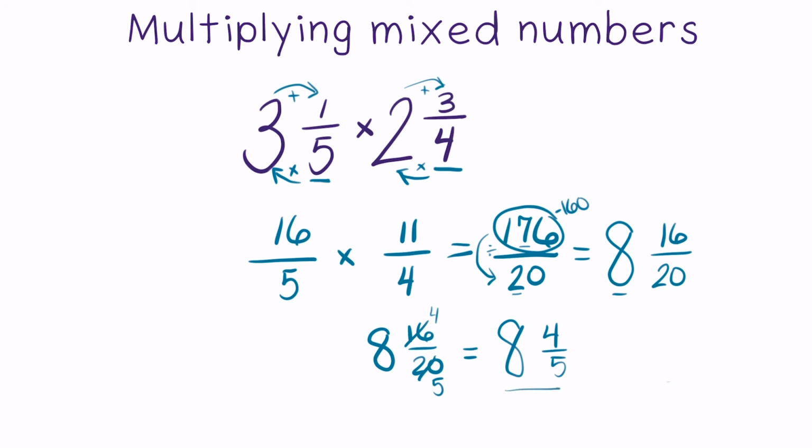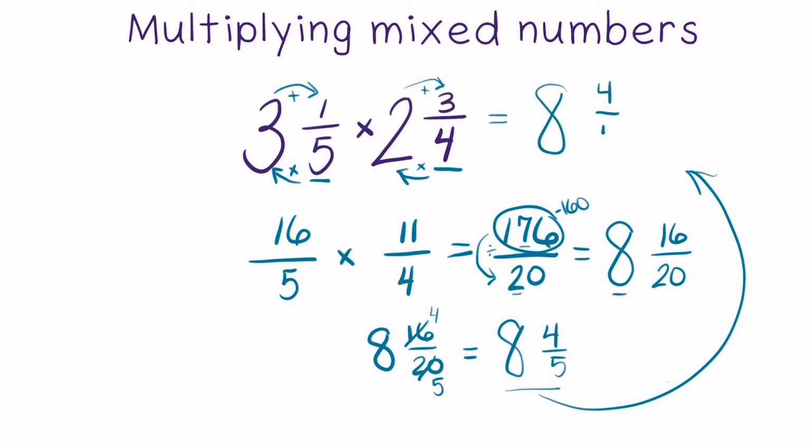Now that we have this answer, we can apply it back to our original problem and determine that 3 and 1/5 times 2 and 3/4 equals 8 and 4/5.